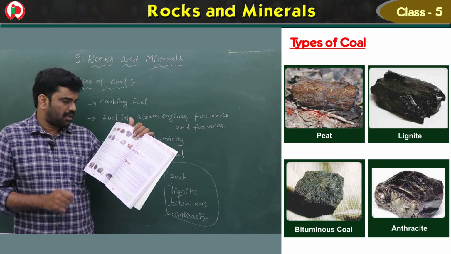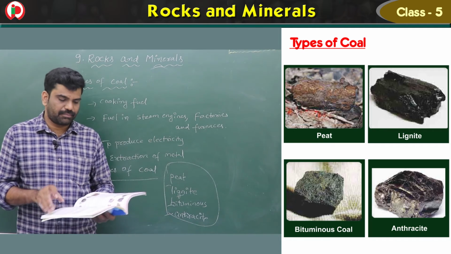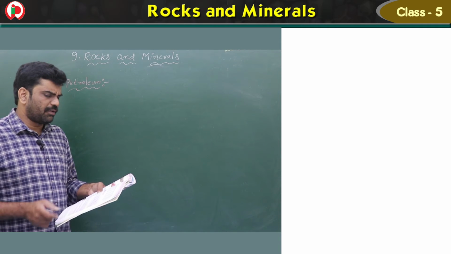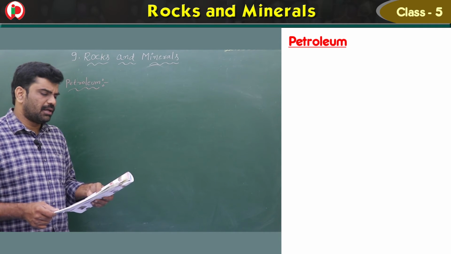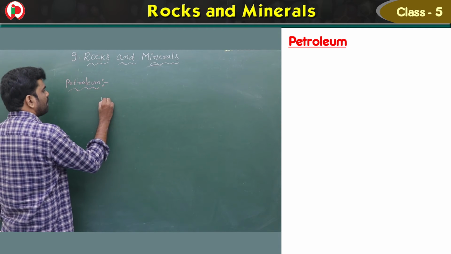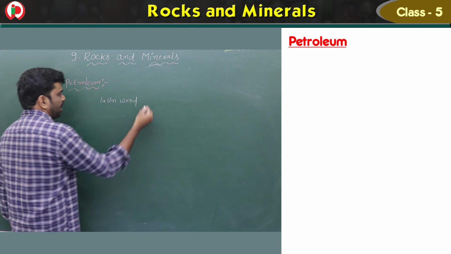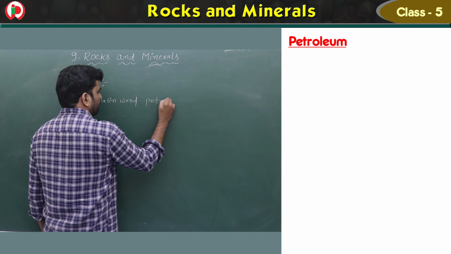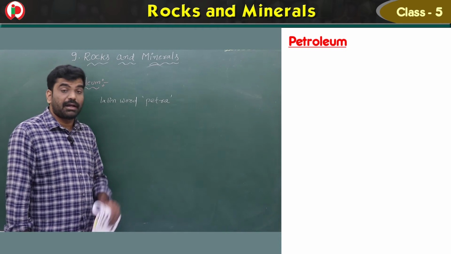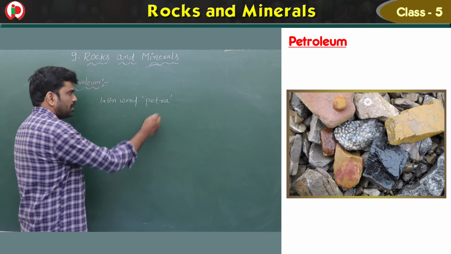Now let's go for another non-metallic mineral, that is petroleum. See children, so far we have learned about coal. Now let's go for petroleum. The term petroleum comes from the Latin word petra. So what is petra? Petra means rock.